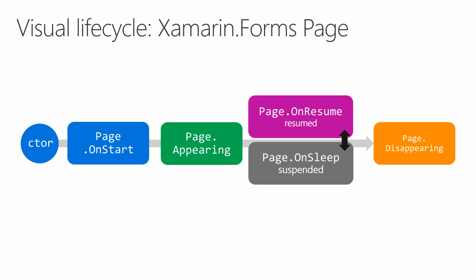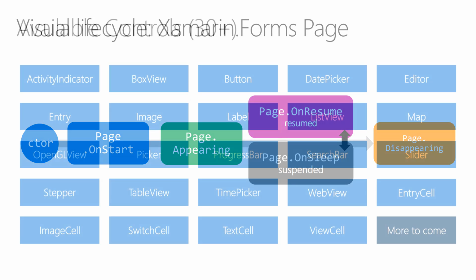OnStart is called when the page is first loaded. Appearing is raised just before the page is displayed. If the user switches away to another app, the OnSleep override is called, and when that user switches back to our app, OnResume is called. Finally, just before the page is destroyed, it raises the Disappearing event. Also, keep in mind that these interception points shown here are part of Xamarin.Forms and therefore common to all supported platforms. If you need more detail, you can also override platform-specific events and virtual methods that are in the platform-specific projects.